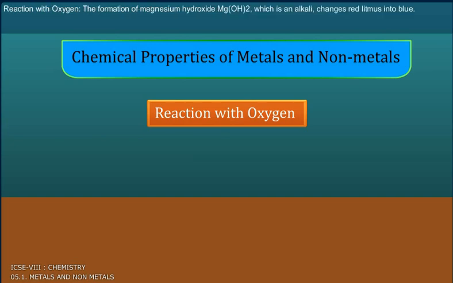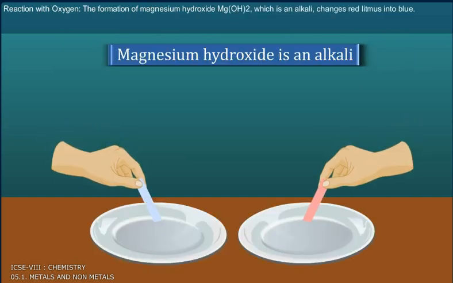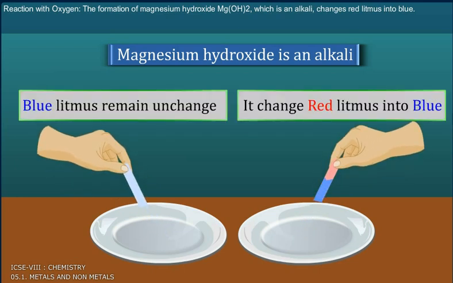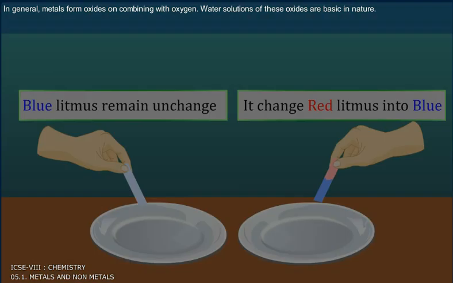Reaction with oxygen. The formation of magnesium hydroxide, that is Mg(OH)2, which is an alkali, changes red litmus into blue. In general, metals form oxides on combining with oxygen. Water solutions of these oxides are basic in nature.